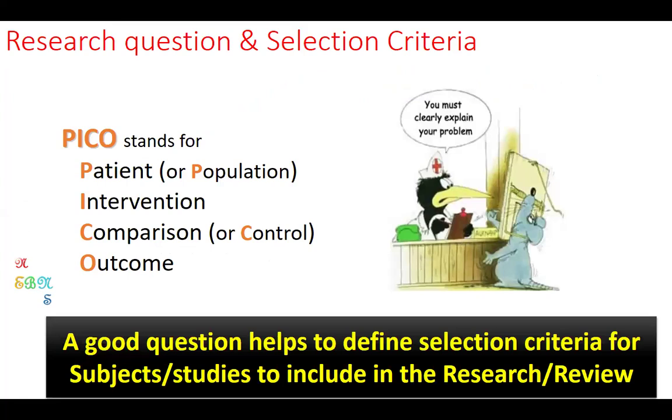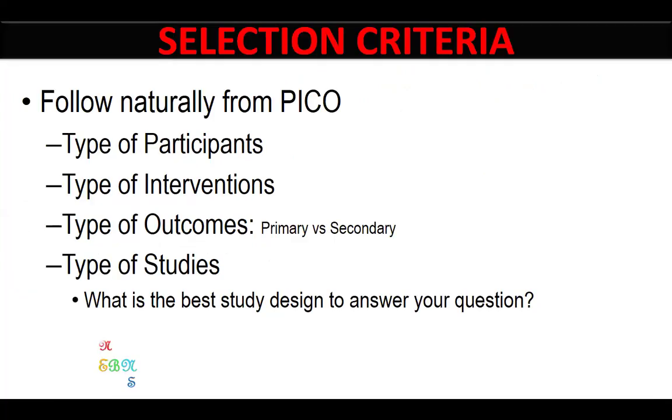As I said before, a good research question helps us to define a good selection criteria. When we are talking about primary research, we'll be selecting the subjects. When we talk about secondary research, we'll talk about the studies that are going to be included. So when you are designing your selection criteria, you have to also consider the PICO. You have to select based on the participants for the P, the intervention, the outcome, and the study design.